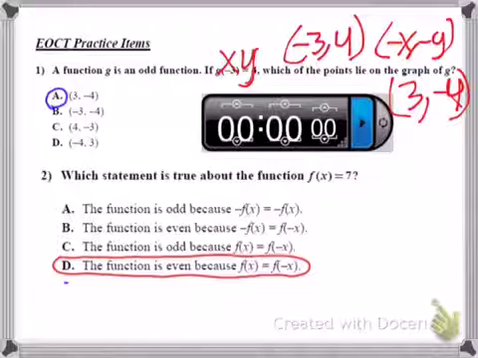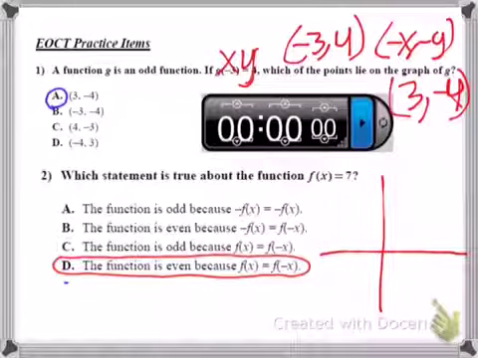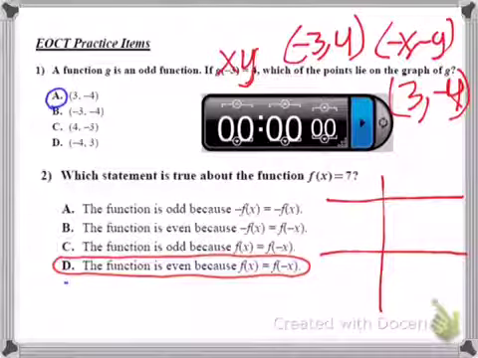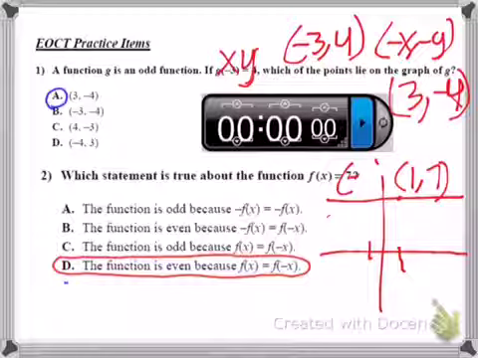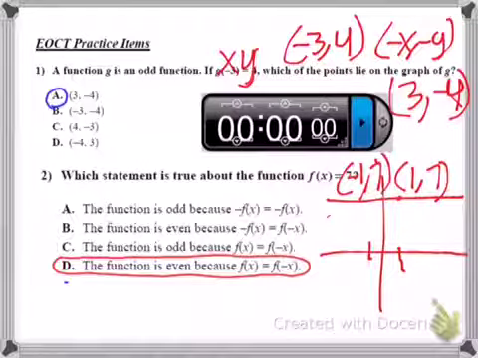Okay, which statement is true about f of x equals 7? If I was to graph that line, it's y equals 7. So remember f of x, same thing as y. Comes right through here. We know that all of my y values will be the same. So we'll have 1, 7, negative 1, 7. So the x values change and the y values stay the same. So the function is even because f of negative x.